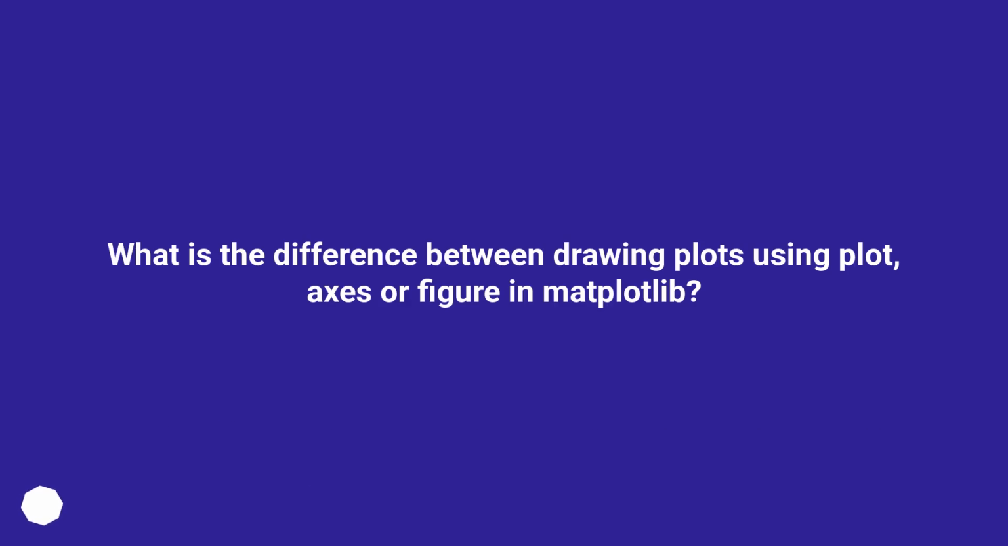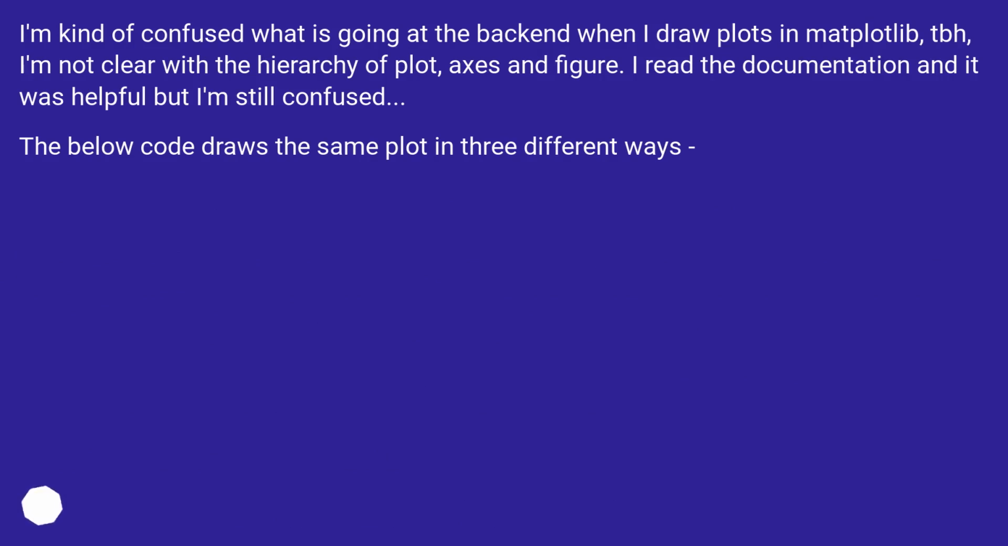What is the difference between drawing plots using plot, axis or figure in matplotlib? I'm kind of confused about what is going on at the back end when I draw plots in matplotlib, to be honest. I'm not clear on the hierarchy of plot, axis and figure. I read the documentation and it was helpful, but I'm still confused.